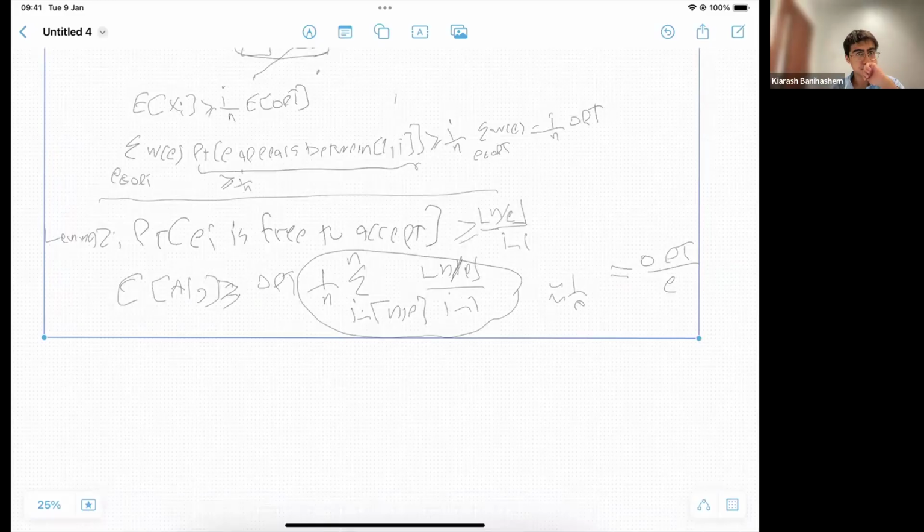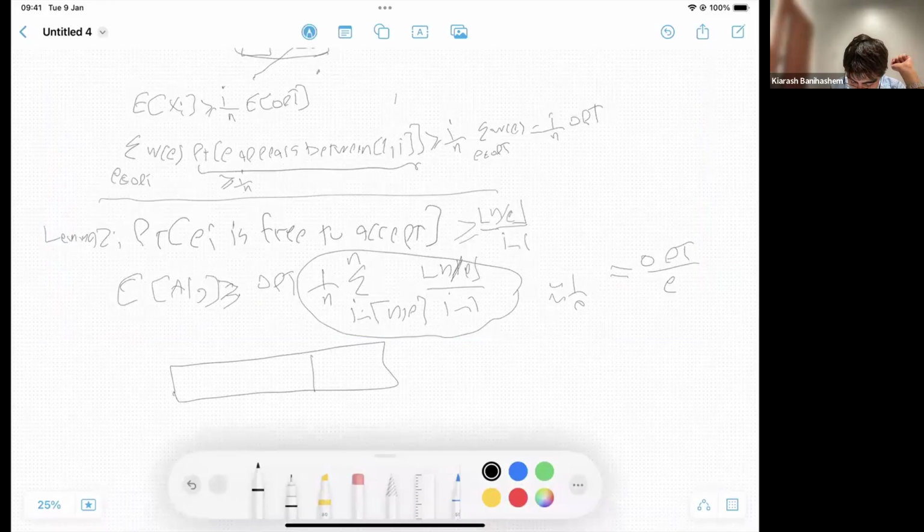So how was I arguing about this before? Before I was saying, look at the first i items, and then look at the maximum element here. Let's say the first n over e is going to be here. I was saying that as long as the maximum element appears here, then I'm going to be fine, right? So that was the argument. In that case, what is the probability of that? That's n over i minus 1.